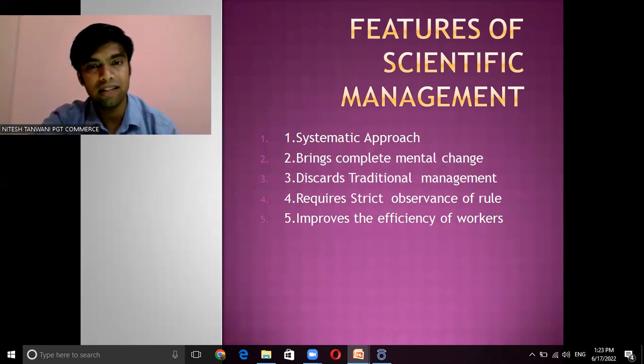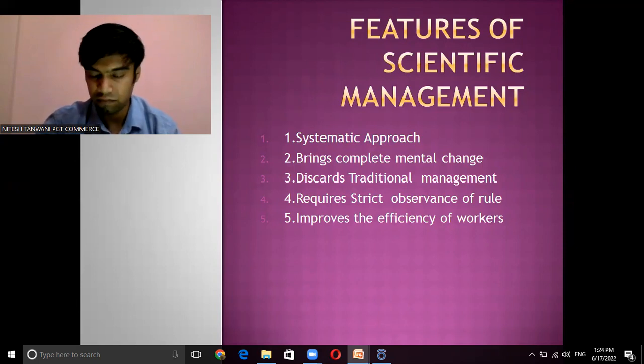Fourth point, it requires strict observance of rules. When there is strict observance by the manager, the rules can be applied properly and appropriately in the work. Fifth feature is that it improves the efficiency of the workers. Whatever work they are doing, it improves their efficiency.